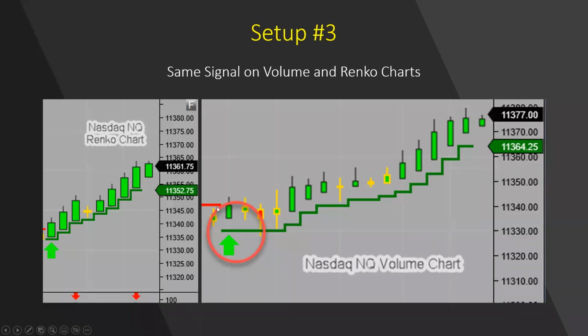So essentially what we're looking for is the same signal on both the charts. So the Renko chart on the left is giving us a buy signal, and on the right we're getting the volume chart. So we're getting both charts giving you the same signal at the same time. So setup number 3, 2 different charts. Again, volume charts are supported by the NinjaTrader platform. Essentially, in case anyone's not familiar with volume charts, for each price bar, that is the number of contracts traded. So let's say, for example, on the NASDAQ, we're using a 1500 volume chart.